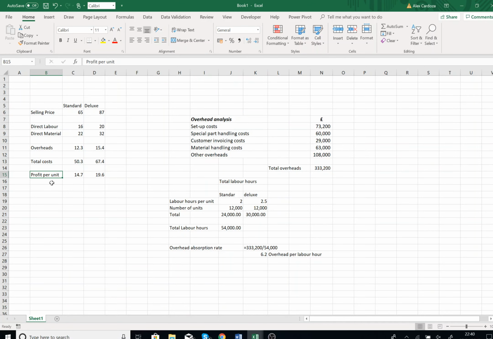So that's profit per unit, and then your return on sales is really simple. You just divide that by that. Voila. That is your absorption based costing. Next tutorial we'll do activity based costing.